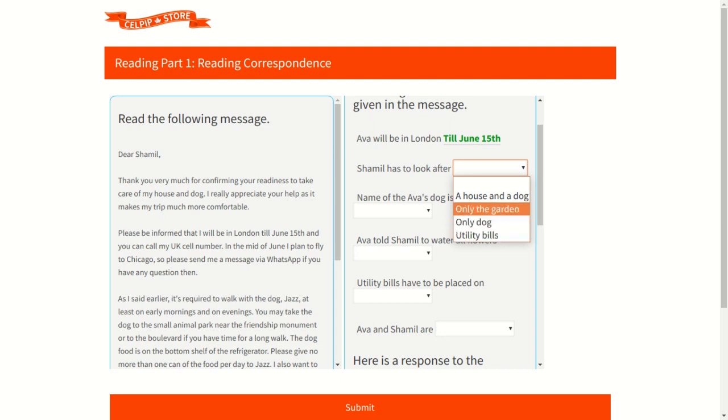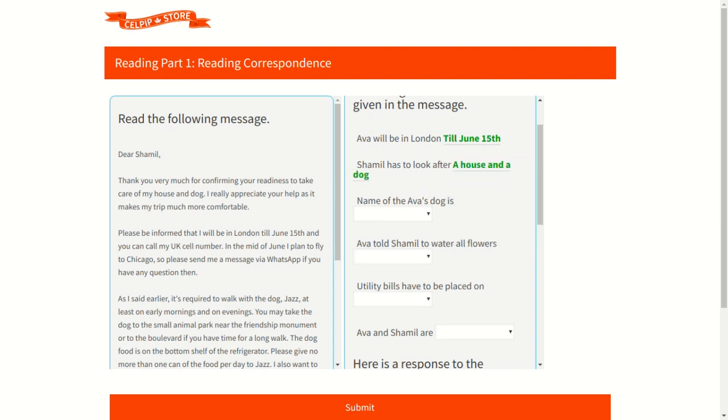The first option is correct as Ava is going for some vacation and requested Shamil to take care of her house and dog. You can check the second line in the first paragraph. Our third question is, name of Ava's dog is. We have 4 options. Number 1, Jazz. Number 2, dog. Number 3, flower. And number 4, Jazz. Ava's dog name is clearly mentioned in the first line of the third paragraph, so accordingly, our fourth option is correct.